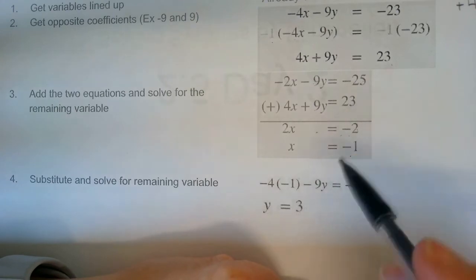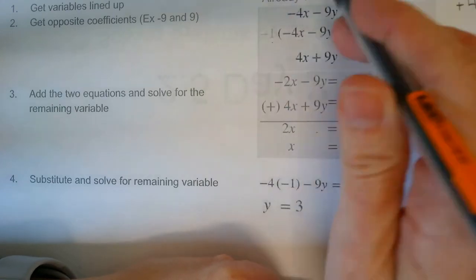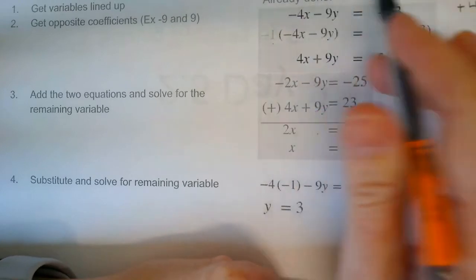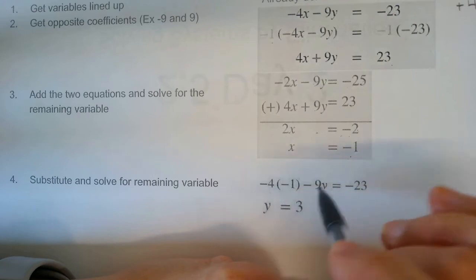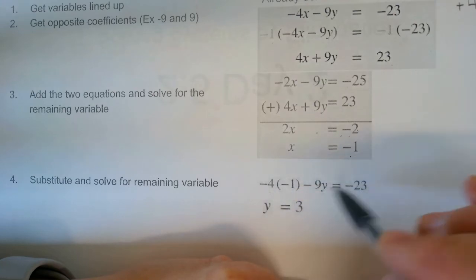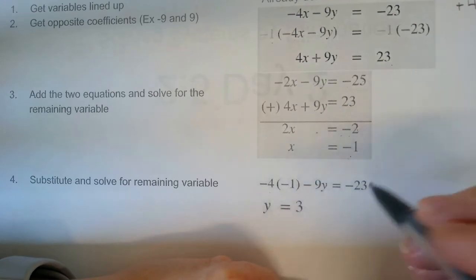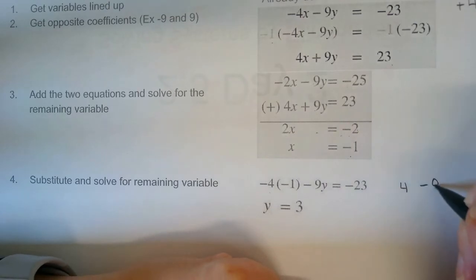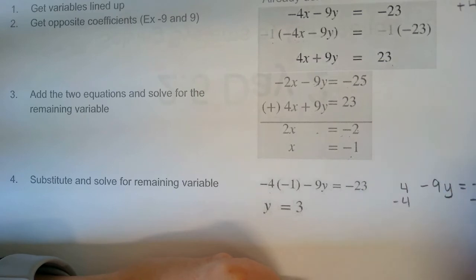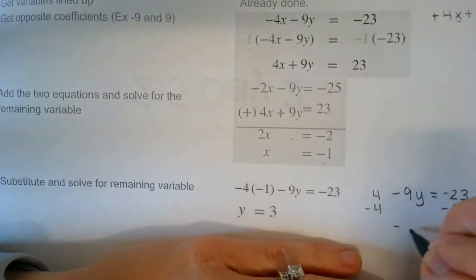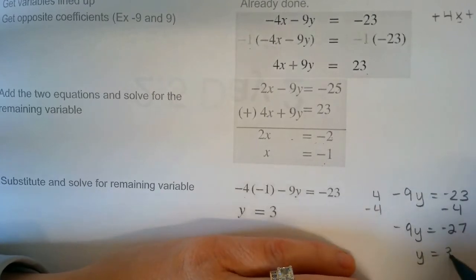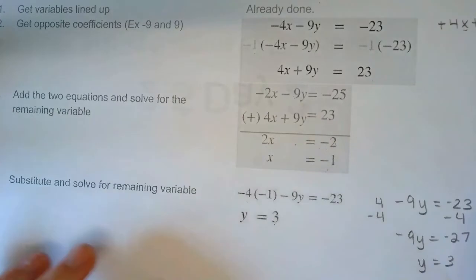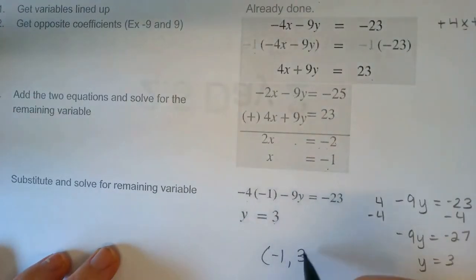Just like substitution, you will want to plug that back into one of your equations. You can pick either original equation and plug it back in. So I just picked -4x plus -9y equals -23. After plugging that in and solving, so positive 4 minus 9y equals -23, I would subtract that 4 to the other side, and then I would divide by my -9. So I would get positive 3 for my y. So I would write my answer, (-1, 3).